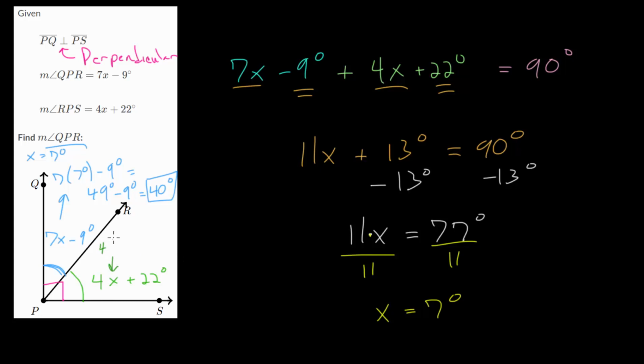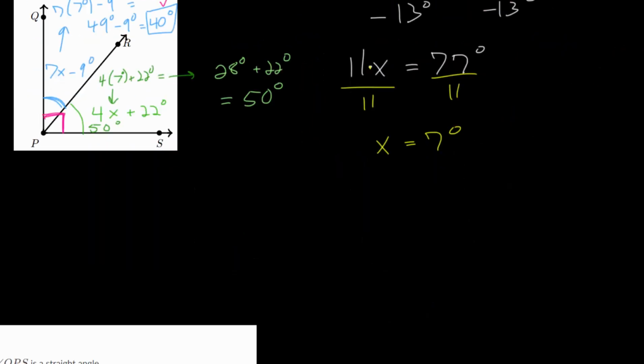So let's do that. We have 4 times 7 degrees plus 22 degrees. Evaluating this, we get 4 times 7, that's 28 degrees, plus 22 degrees, and that does add up to 50. So this green angle, we now know, is a 50-degree angle, and when we add 40 plus 50, we do get 90, which makes perfect sense since we already know that these lines are perpendicular, or at a right angle to each other. So we can feel confident that the measure of QPR, this blue angle, is 40 degrees.